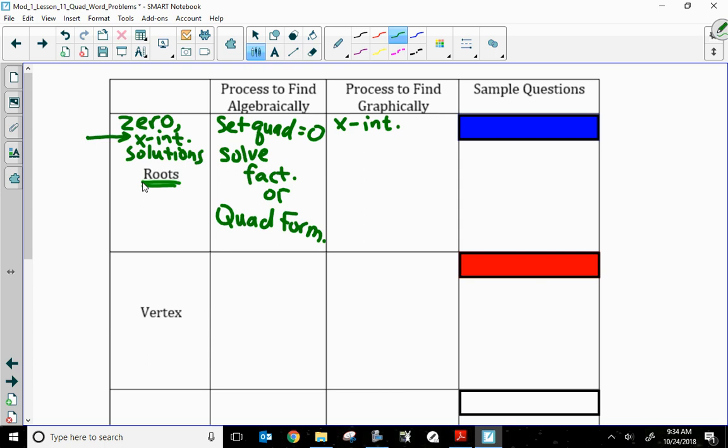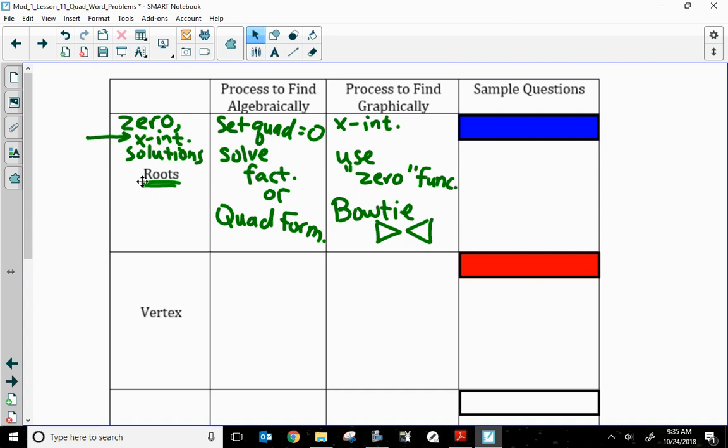Now, you need to use our 0 function in the calculator. All right, and remember, make that bow tie, because you're going to have to set a left and right bound, and you want to make sure when you do that that the arrows point toward each other. All right, now we have a sample question here, and I'm going to solve this algebraically, and then I'll just show you quickly what it would look like on the graph.